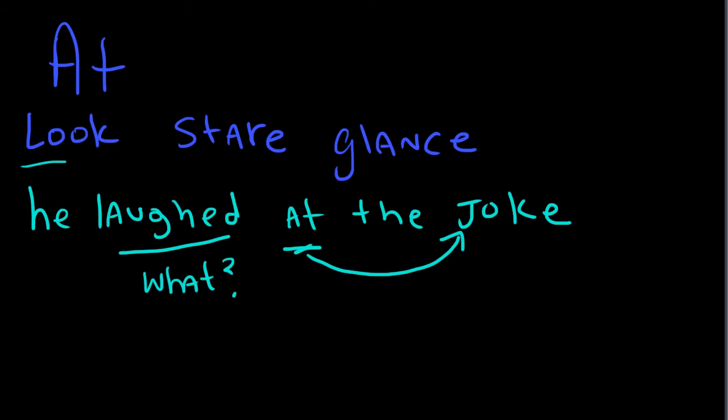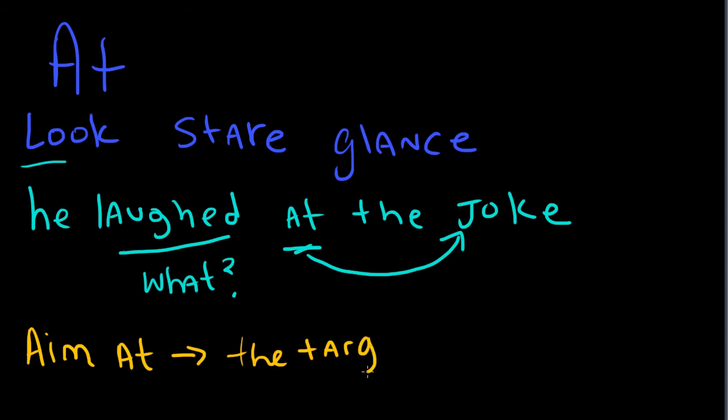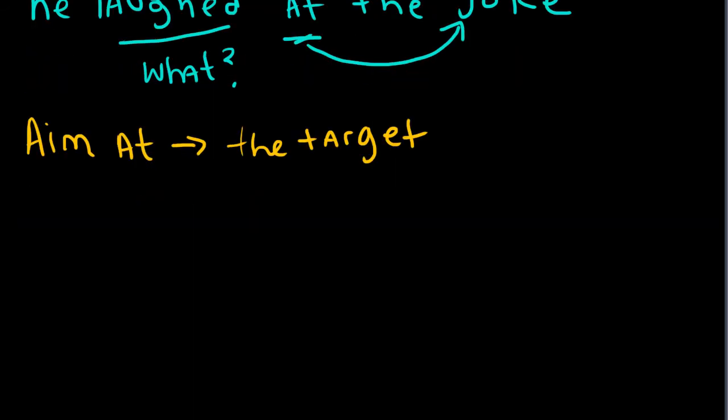So then we have another example would be aim at. So when you aim is when you point your direction. So if you are shooting an arrow, you will aim at the target. And then we also have point at.